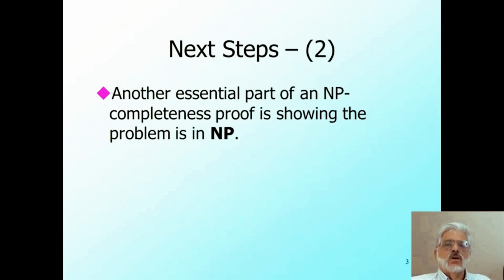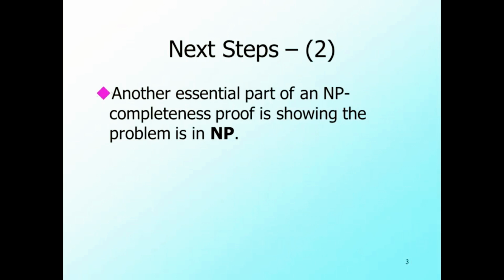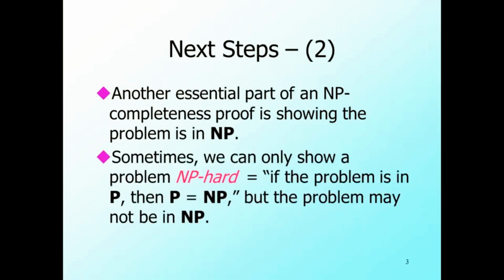Of course, if a problem is NP-complete, it must be in NP. Usually this part of the proof is quite simple, since a non-deterministic polytime Turing machine can use its non-determinism to guess a solution in linear time and then check that it has guessed a solution using some polynomial amount of time. However, there are some interesting cases where we can only show a problem to be NP-hard, meaning that if it is in P, then P equals NP, but the problem itself may or may not be in NP.